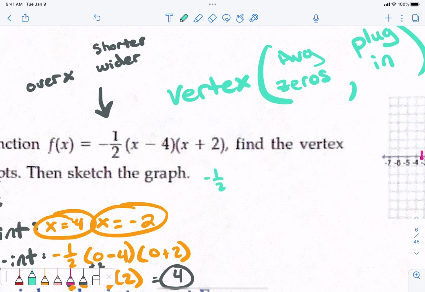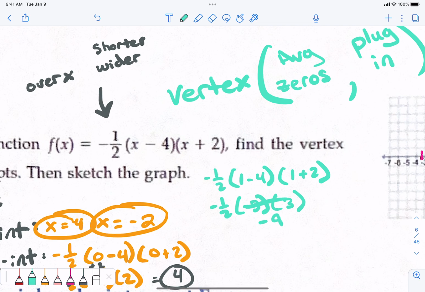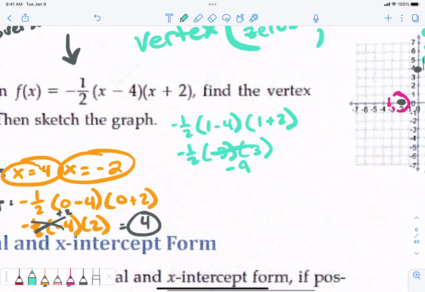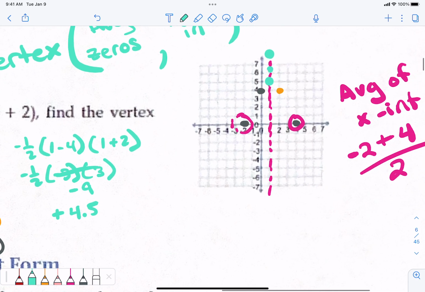So negative 1/2 times 1 minus 4 times 1 plus 2. All right, let's do some math. Negative 1/2. 1 minus 4 is negative 3. 1 plus 2 is positive 3. Okay? Negative 3 times positive 3 is negative 9. What's negative 1/2 of negative 9? Positive. What's half of 9? 4.5, right? It's up at 4.5. So 1 is at 4.5.